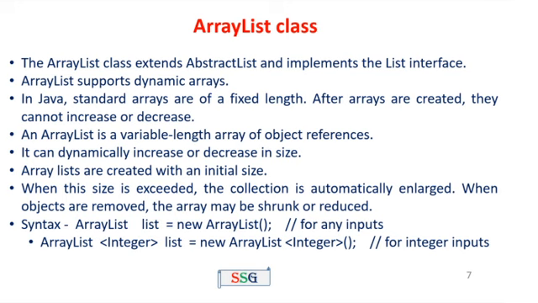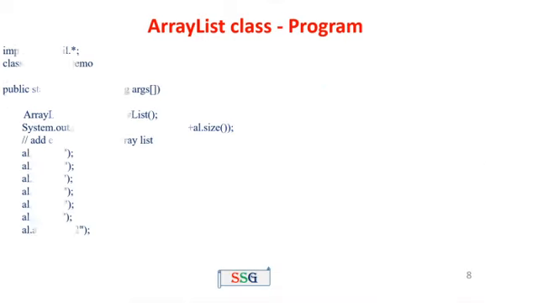In the second one, ArrayList<Integer> list = new ArrayList<Integer>(). This is for getting integer inputs only. This ArrayList only stores integer data. Okay. Next we'll go to the program, the ArrayList class program.